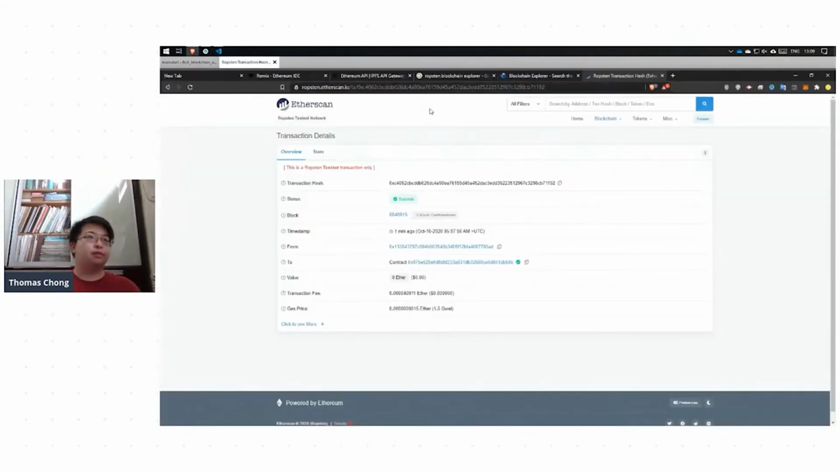And then we can also try to copy this transaction here. Okay, this is the previous transaction that just succeeded here, and you can also see how it is going on. So the time is 1 minute ago, from this address to this contract address, and you can also see the transaction fee.